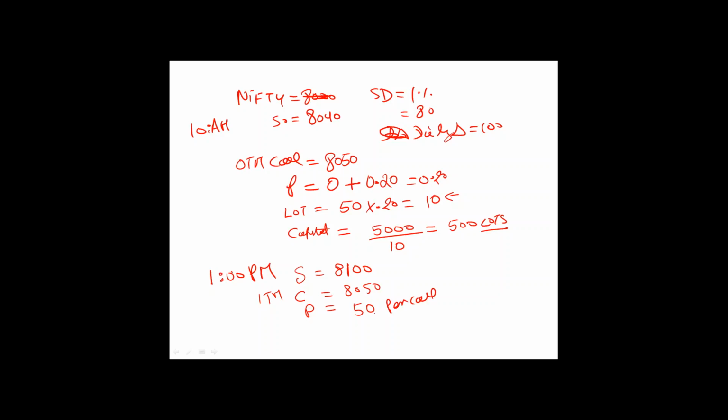The premium is 50. So if I sell it, I'll get a profit of 50 minus the premium I paid, that was 20 paisa, so 49.80 paisa per call. How many lots do I have? 500 lots. In one lot, how many calls? 50 calls. And per call, how much profit did I make? 49.80 after deducting the premium cost. This will be my profit. And how much did I invest? 5,000.